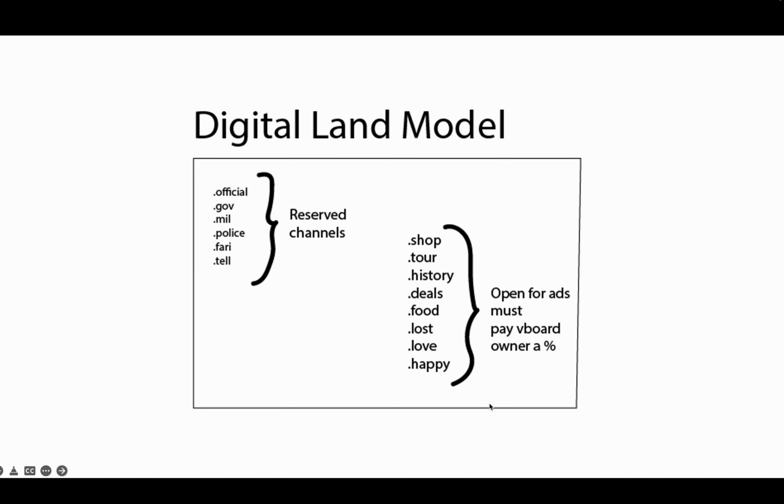So if you want to place an ad, you can put the ad on a top shop because it's a shopping ad. If it's touristic information, if it's a history thing, if it's a deal, if it's a food ad, if it's lost. But this is only a small list. There's actually like 20 of these. I'm sorry, I don't know why this is moving. And then you pay the virtual operator a percentage, so you get 50% of this. So that's nice.